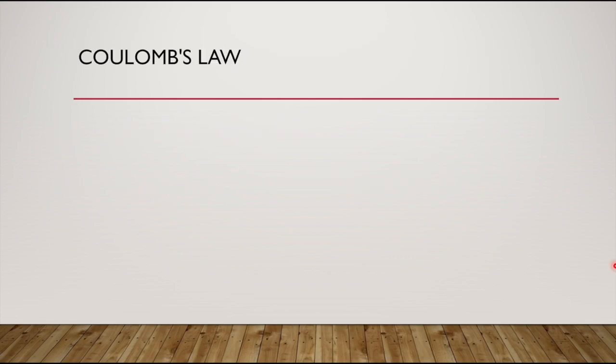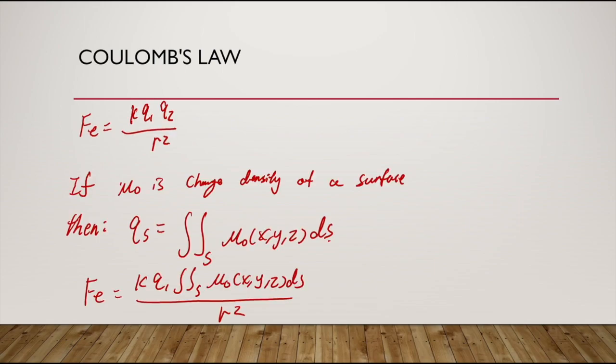Now we know how to solve for gravitational force. Finding the electric force is the same as finding the gravitational force, but to find the electric force, we have to use something called Coulomb's law, which is just a restatement of Newton's law of gravity. In Coulomb's law, the electric force is proportional to the charges of two objects and inversely proportional to the distance between the two charges. Now, let's assume u0 is the charge density of a surface. Then, the charge of the surface is equal to the surface integral of the charge density. Then we can make the same substitution, substituting the charge of the surface into Coulomb's law, and we get this red equation right here.